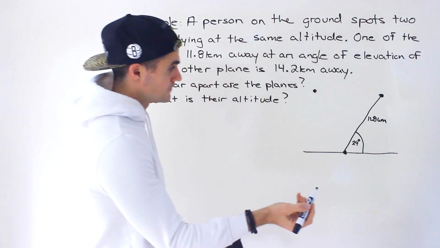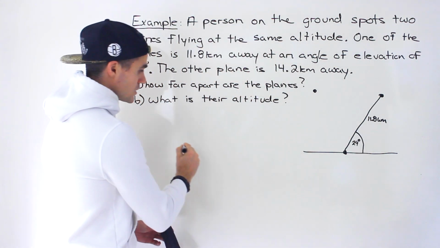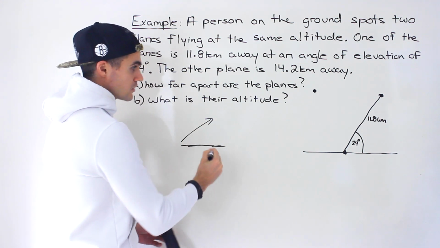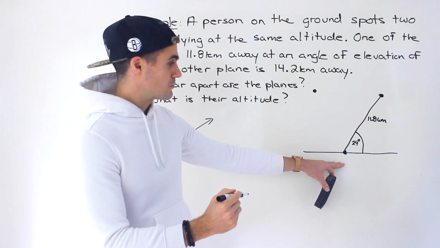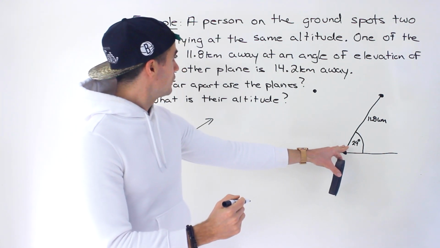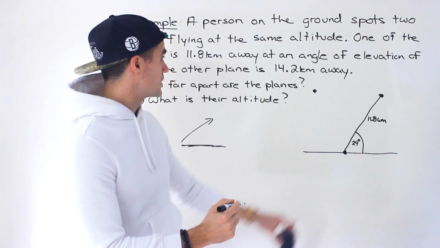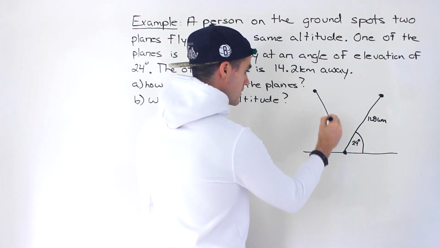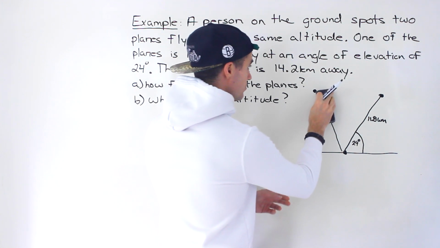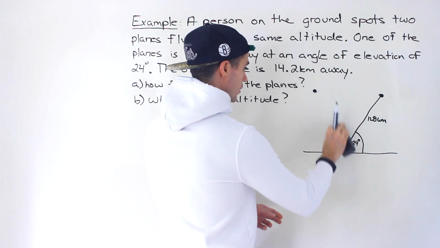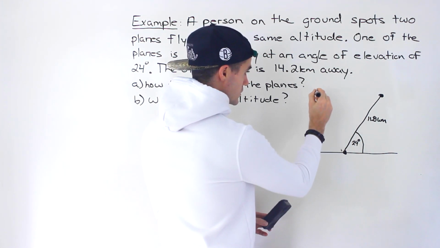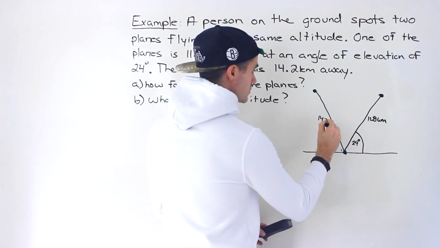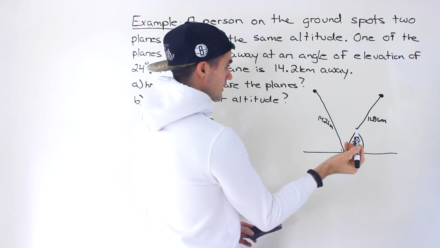degrees, like that. An angle of elevation is always from a horizontal. In this particular case, the horizontal represents the ground that the person is standing on. So the angle of elevation there is 24 degrees, and then we're told that the other plane, which is here, is 14.2 kilometers away. So if we draw a straight line like that, let's say this is 14.2 kilometers.